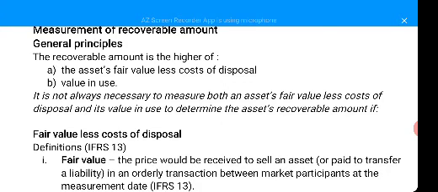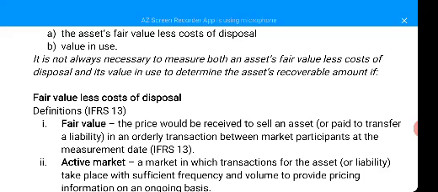So you are saying that it's not always necessary to measure both before you know the recoverable amount of an asset. What are we saying? We are saying that an asset might use only the fair value less cost of disposal to be the recoverable amount. Now let's talk about fair value less cost of disposal.